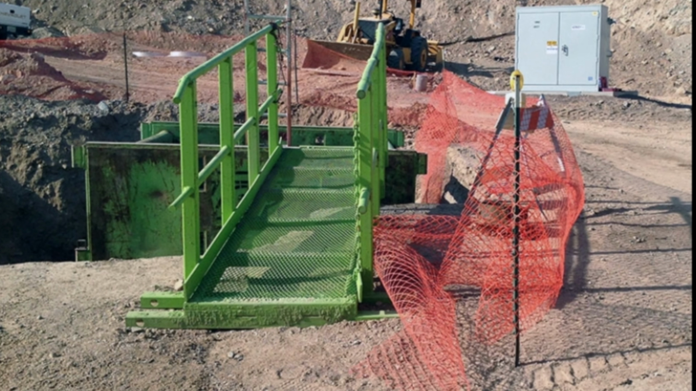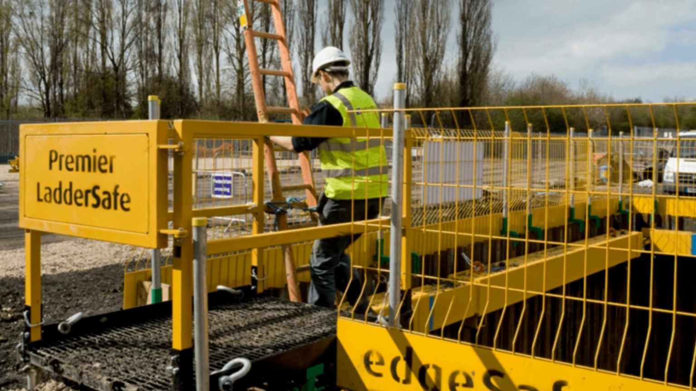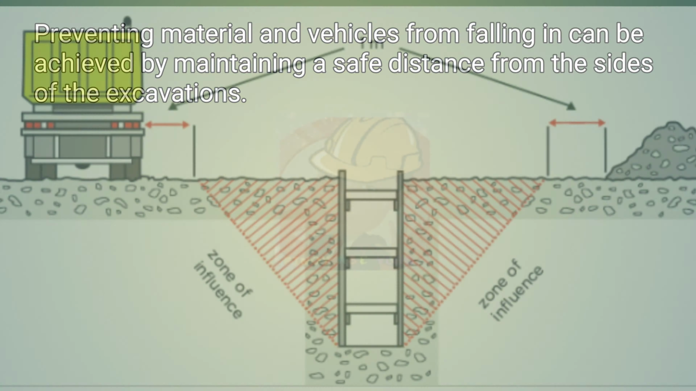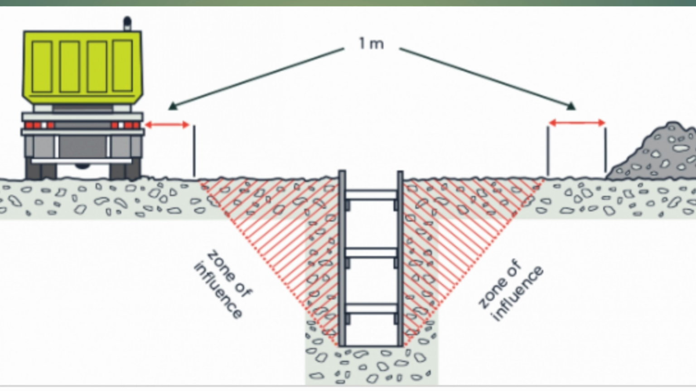Access to the excavation should be achieved by properly positioned and secured ladders. Ladders should extend 5 rungs above the edge of the excavation to give a secure stepping-off point. They should be routinely inspected. Preventing material and vehicles from falling in can be achieved by maintaining a safe distance from the sides of the excavations. Spoil heaps should be positioned a safe distance from the excavation sides.